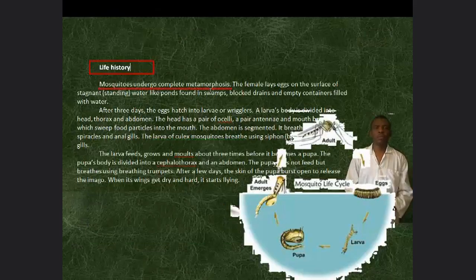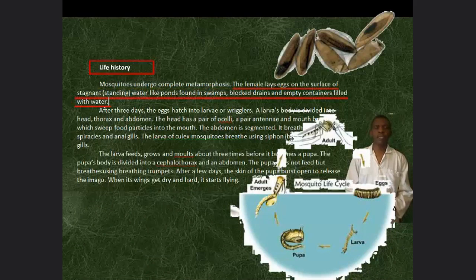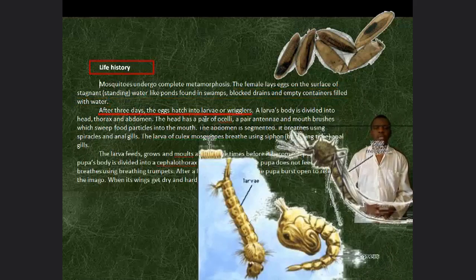Life history. Mosquitoes undergo complete metamorphosis. The female lays eggs on the surface of stagnant or standing water, like ponds found in swamps and empty containers filled with water. After 3 days, the eggs hatch into larvae or wrigglers.